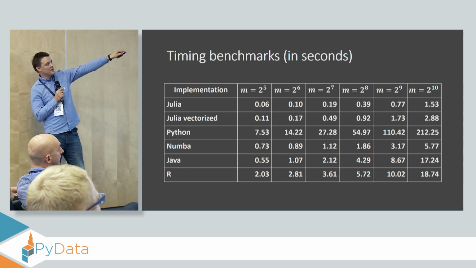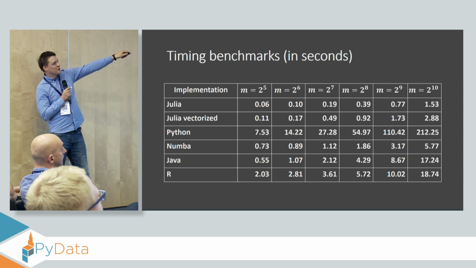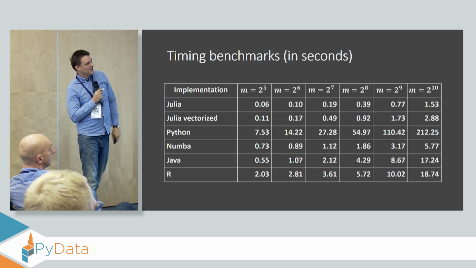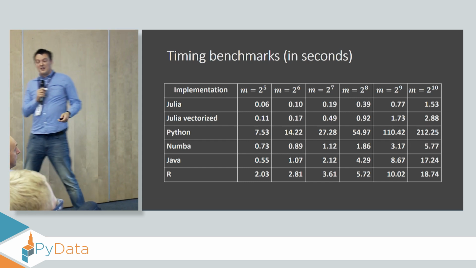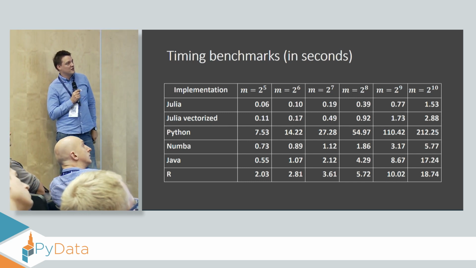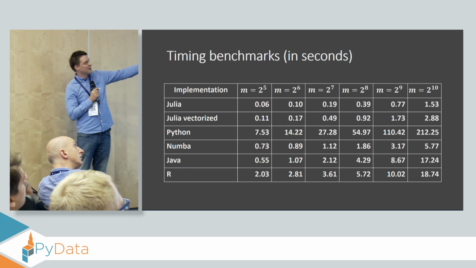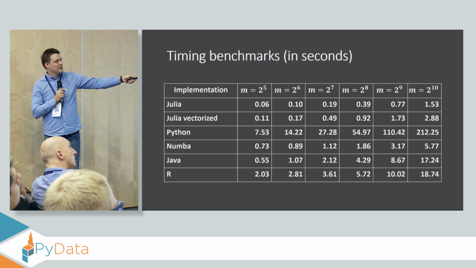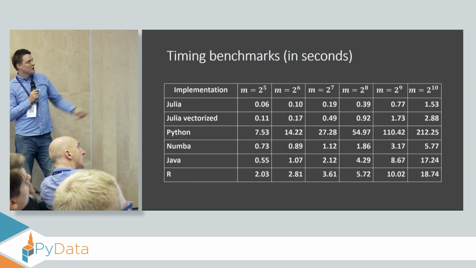But now let's compare this code in Julia to vectorized code in R. It's about 6 times slower compared to this, and like 10 times slower than Julia. So now Java is pretty fast, but actually not very good.